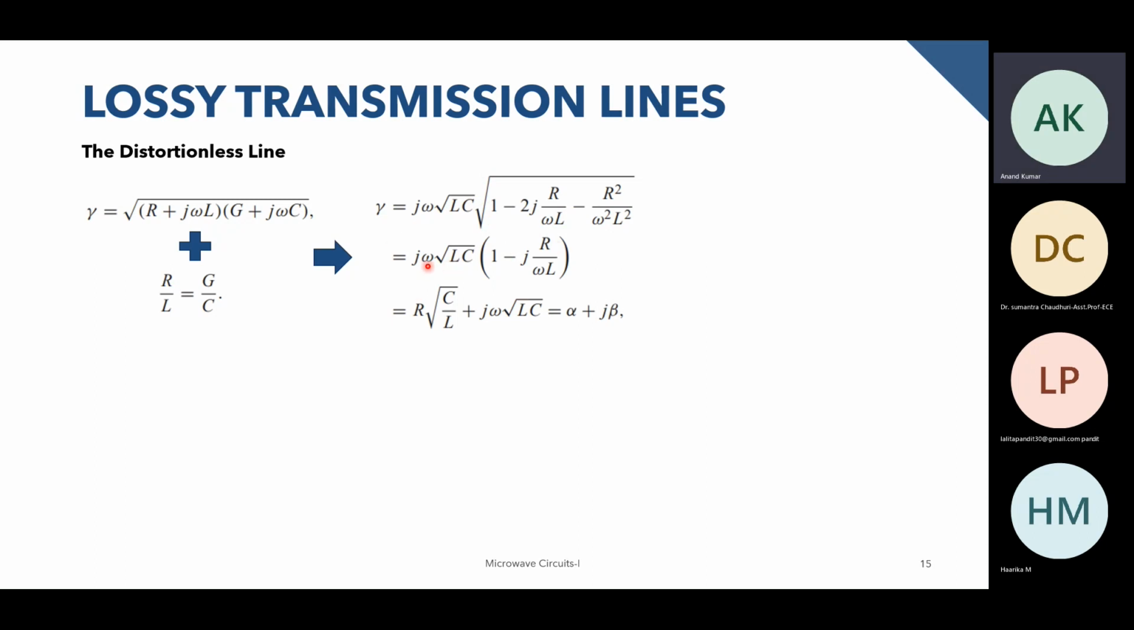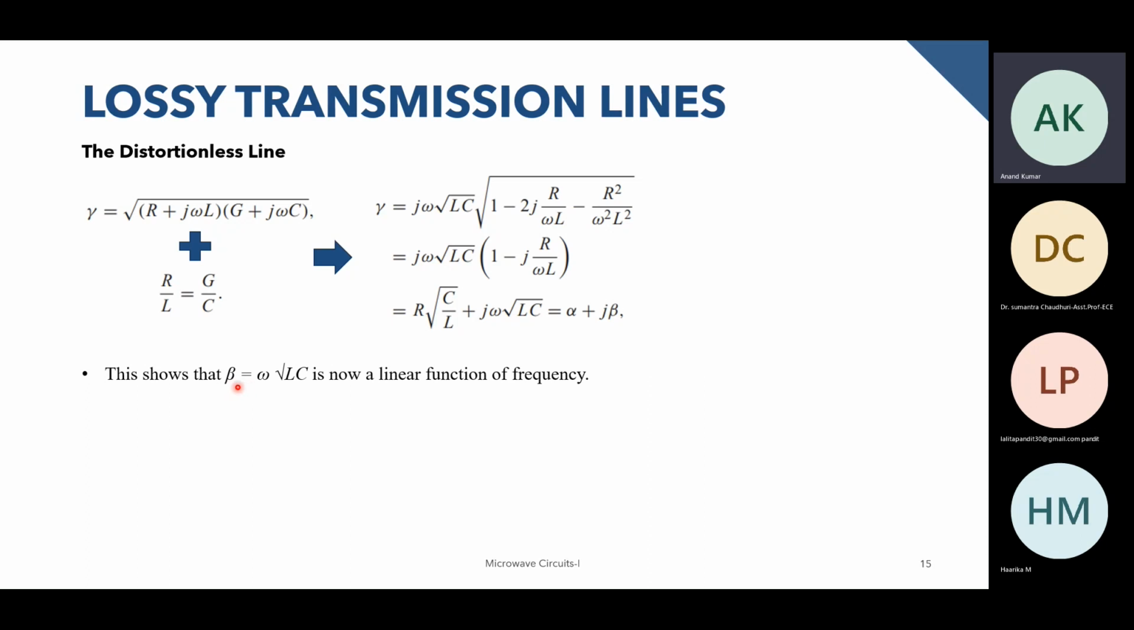So what we see over here is that if we multiply these terms, we get alpha as R root over C by L and beta as j omega root under LC. So again, we can see over here that beta is only a linear function of omega, although R and G are non-zero. So this is a special case where you'll have losses, but your signal won't be distorted.